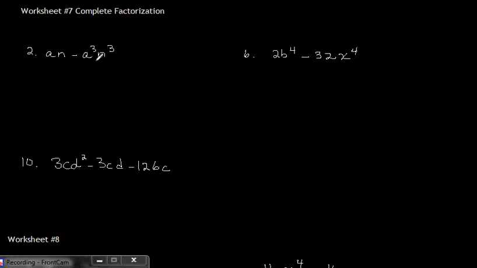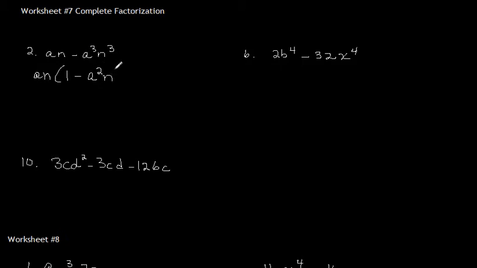So I'm going to start with this one. It's number 2 on worksheet 7. And the first thing you always want to look for is a common monomial factor. You can see there's an a here and an a cubed here, so we can take out an a before we start. There's an n and an n cubed, so we can take out an n. And remember, you have to leave a placeholder so that when we multiply it back through, we get what we started with. So we're going to get 1 minus a squared n squared.